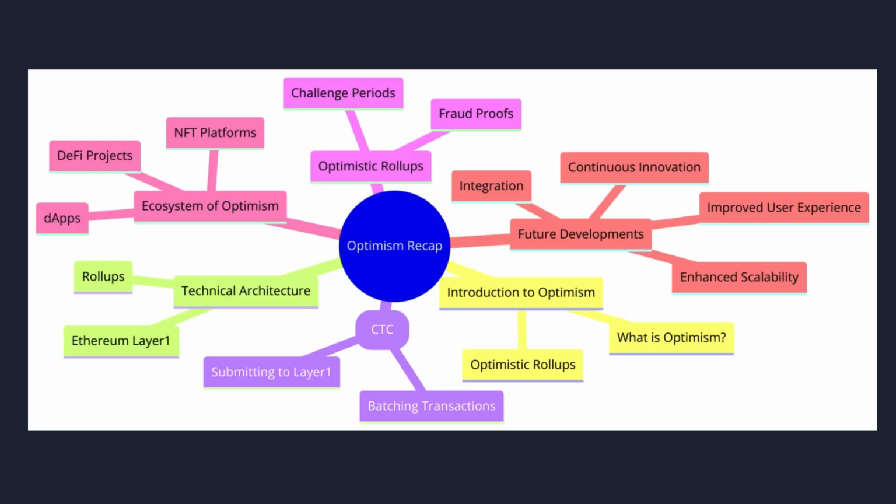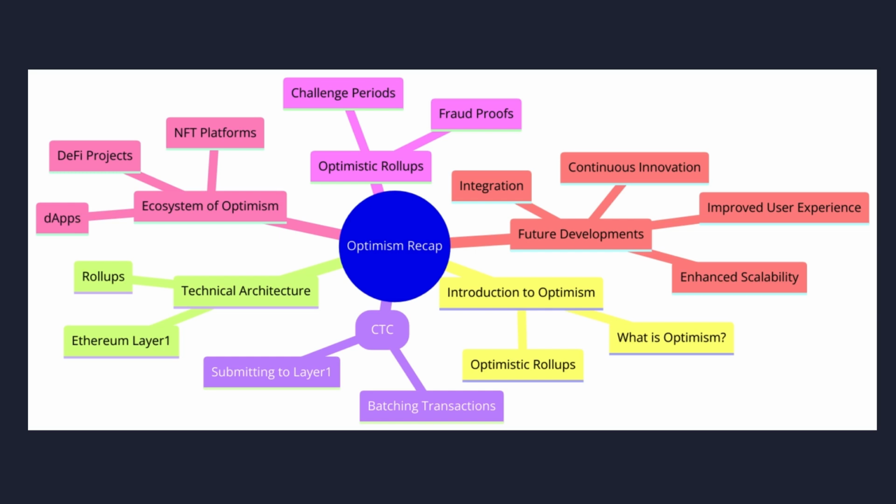Optimism is a Layer 2 solution designed to scale Ethereum through the use of optimistic rollups, providing faster and cheaper transactions while maintaining security. The technical architecture involves batching transactions into rollups and submitting them to Ethereum's Layer 1. The canonical transaction chain, CTC, is key, ensuring data availability and finality by batching and recording transactions on Layer 1. Optimistic rollups assume transactions are valid, with fraud proofs and challenge periods adding security.